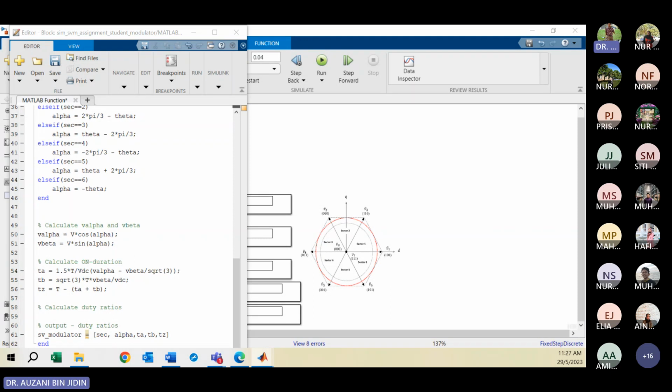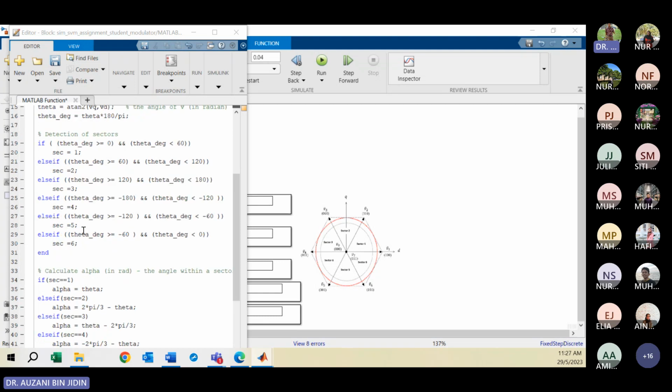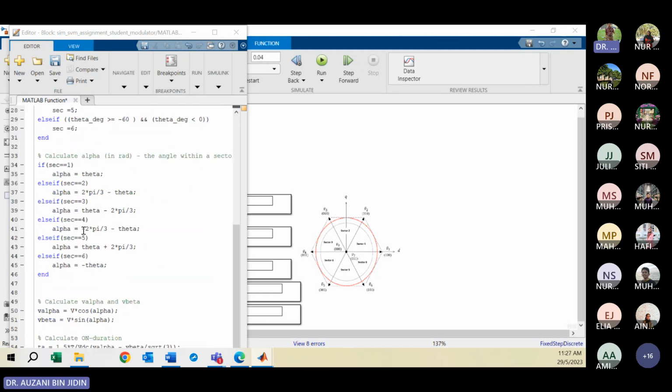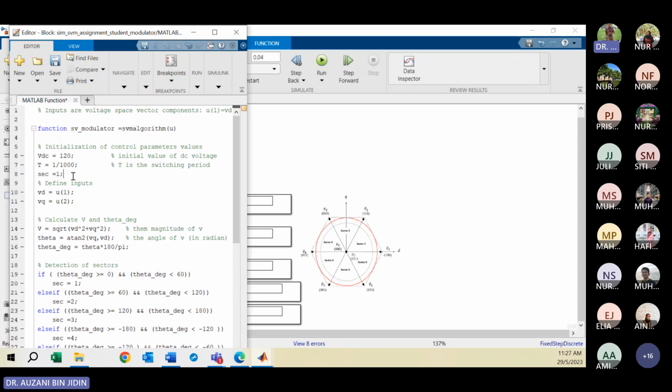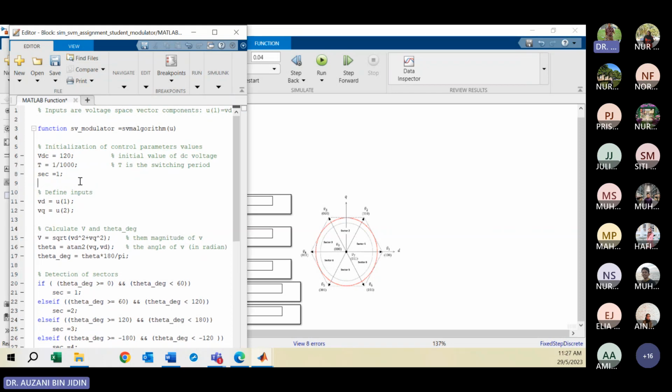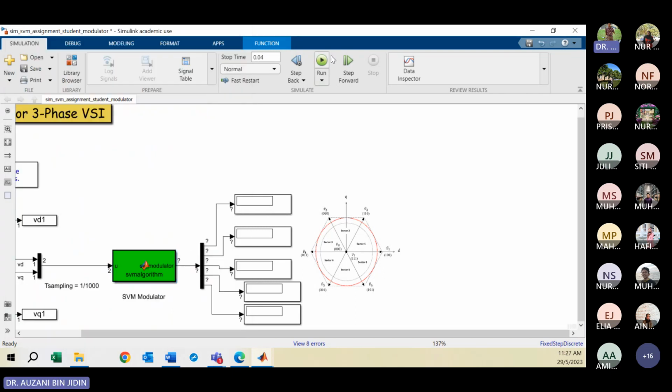Why don't they produce the output? Okay, cannot. We define sector, right? This one is sector 1, alpha. Maybe we need to put the initial value of alpha. So let me try first with 0, and then run the simulation.